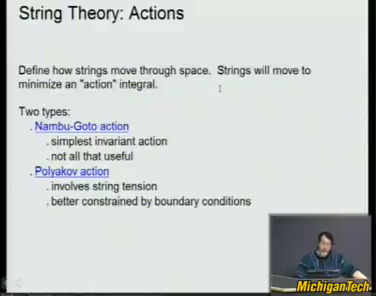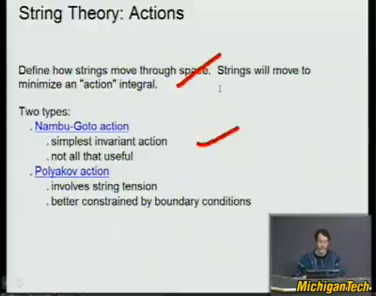Another thing that defines string theory, besides the strings themselves, is that the strings can move through n-dimensional space-time. And with that, they create something called an action, and you find things about this action in order to determine what's allowed and not allowed for strings. So two types of action are usually debated: the Nambu-Goto action, the simplest invariant action, which is shown to be simple but not all that useful, to my understanding. The Polyakov action is better, is constrained by boundary conditions, involves string tension, and is more typically used.